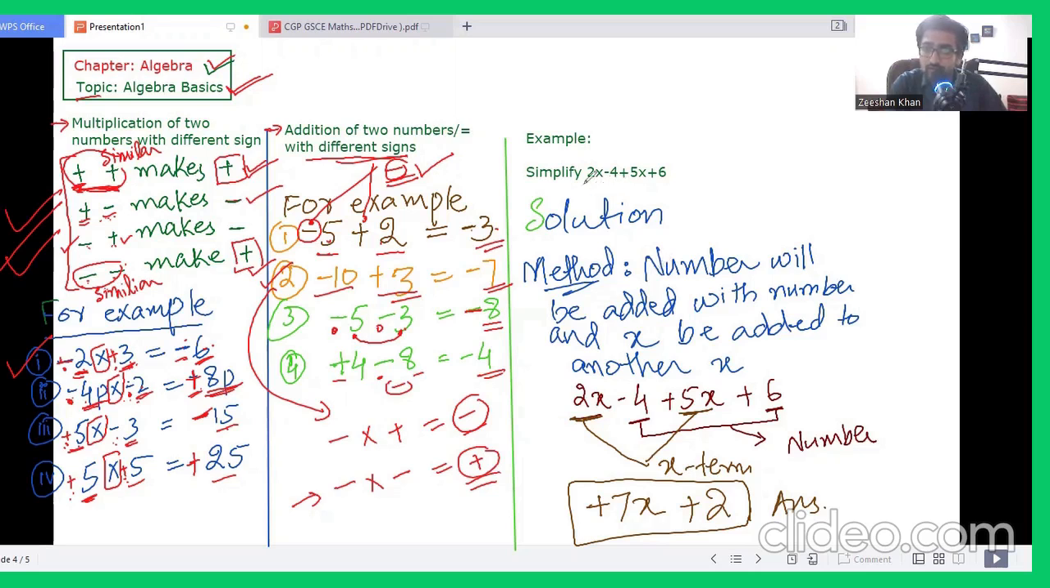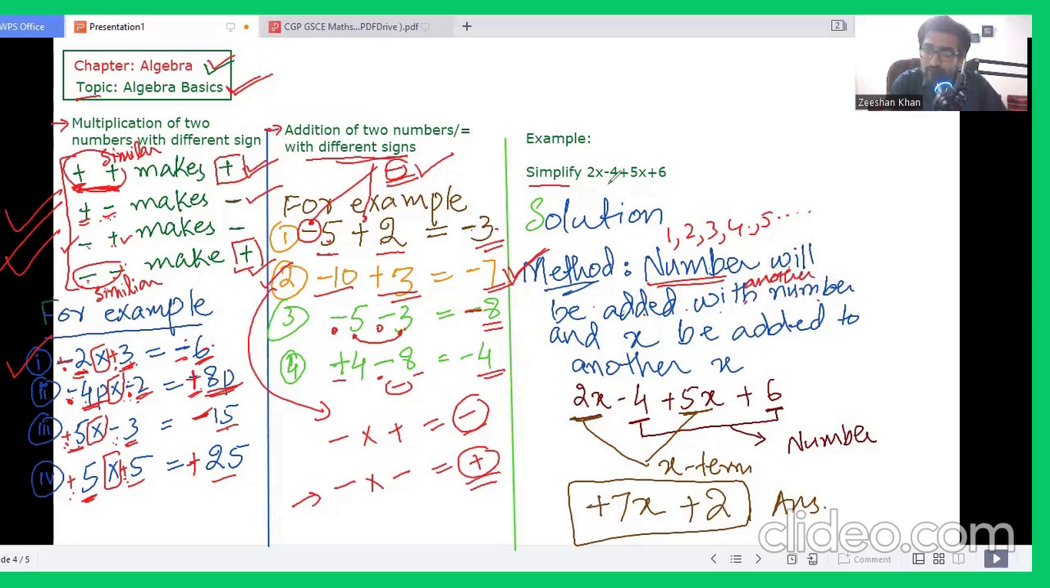So this is a question given. It says simplify this expression. So this is 2x minus 4 plus 5x plus 6. So now what would be the method? Which method should we follow? So the method is that numbers, I mean 1, 2, 3, 4, 5, and so on, these are numbers, okay? Numbers will be added with another number.